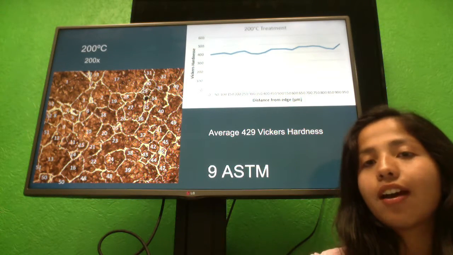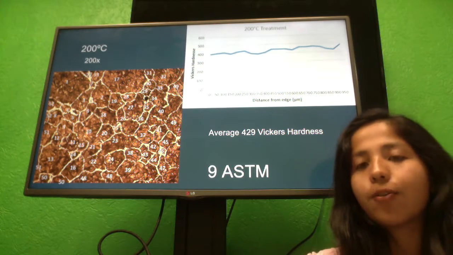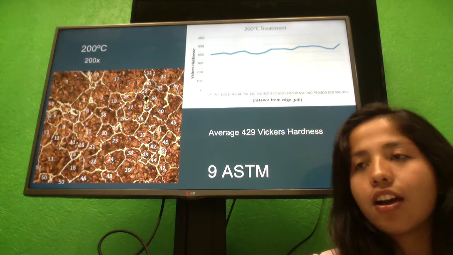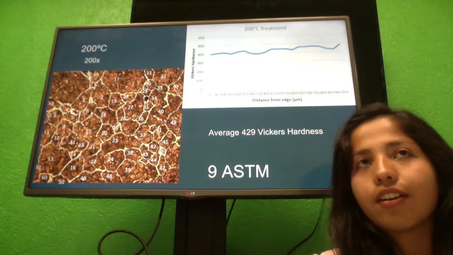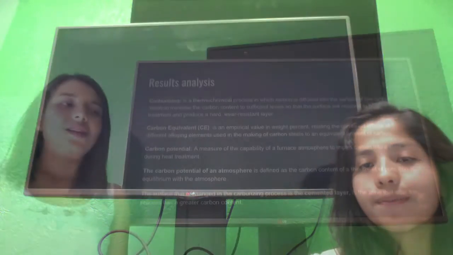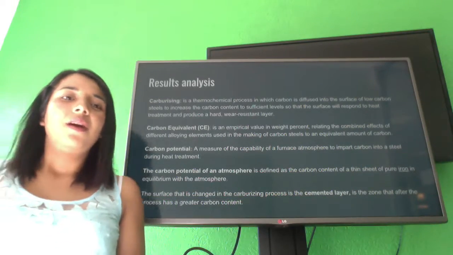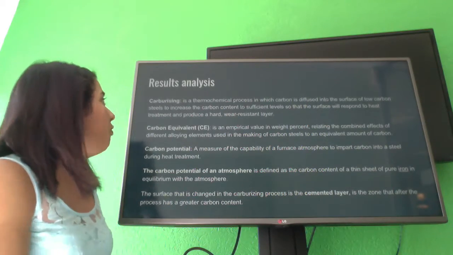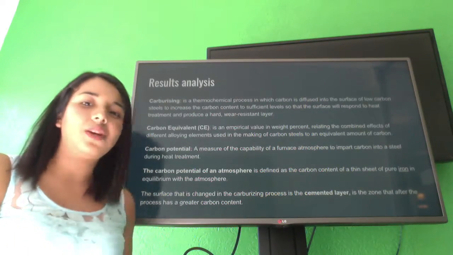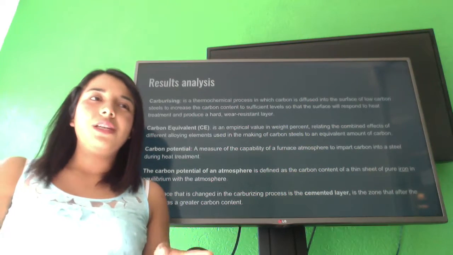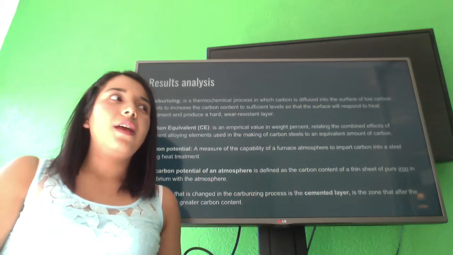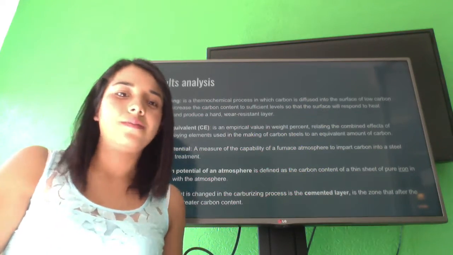So we could see that all of our Vickers tests were made on the outer surface where there was more carbon. In order to better understand the practice, we must analyze some concepts. For example, carburizing is a thermochemical process in which carbon is diffused, and the carbon atoms pass through the surface that is in contact with the carbon.